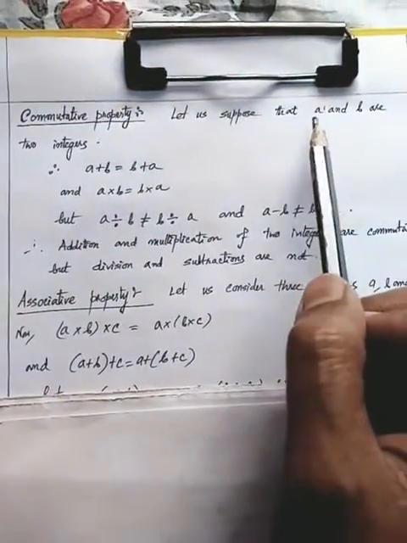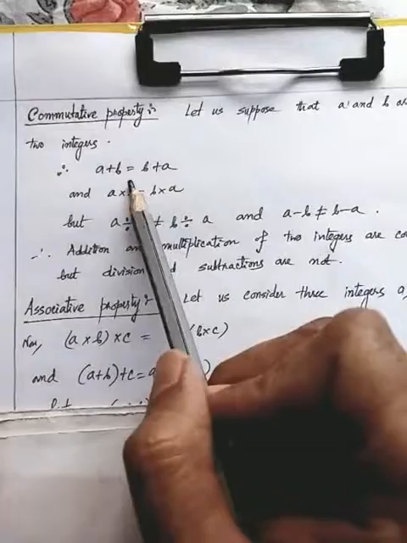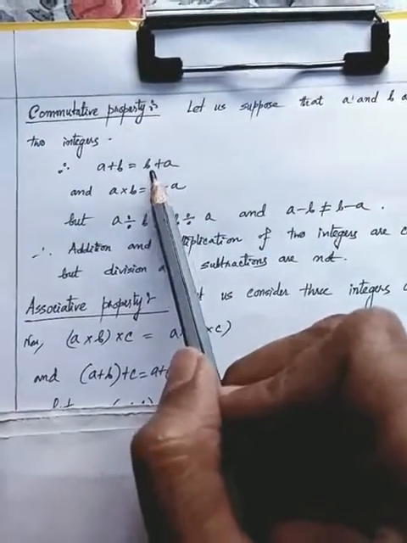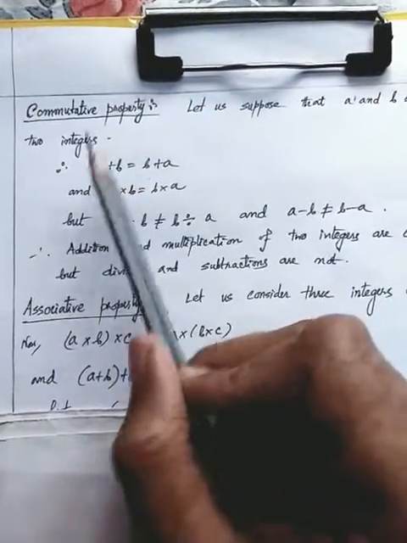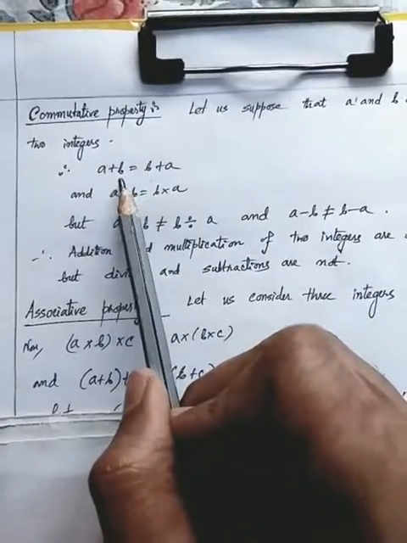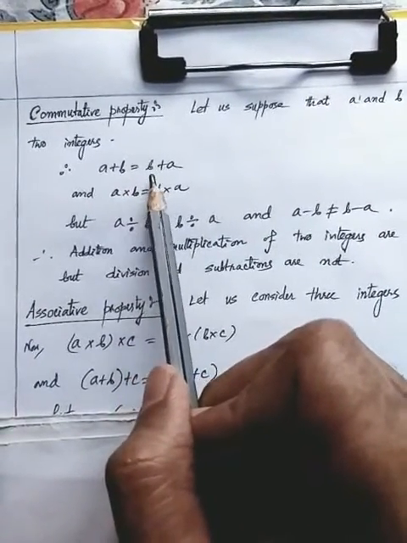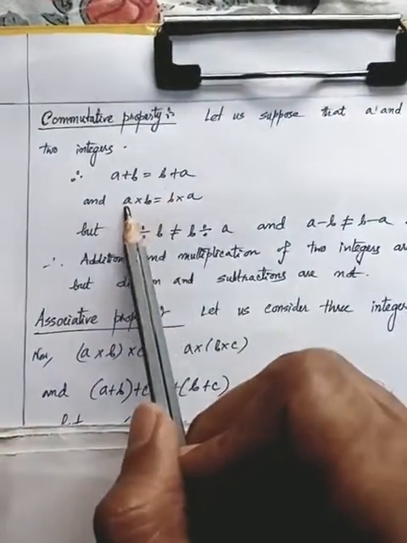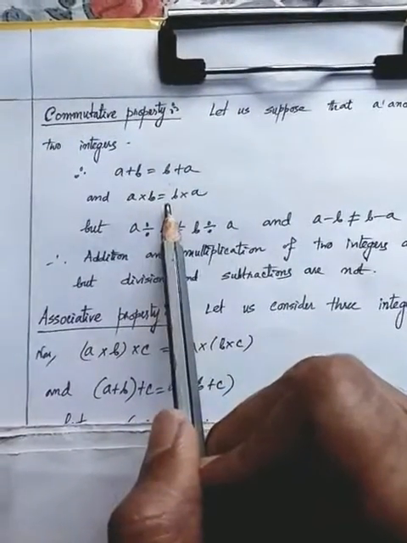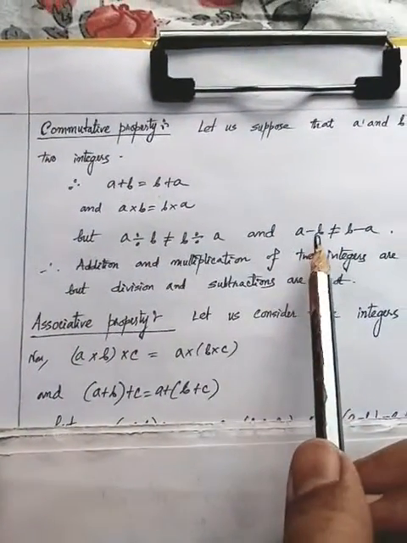Let us suppose that there are two integers a and b. You can write a plus b as b plus a also. So this property means that if you change the positions of these integers, the result will not be affected. Same thing is applicable for multiplication also, but division and subtraction do not follow this property.